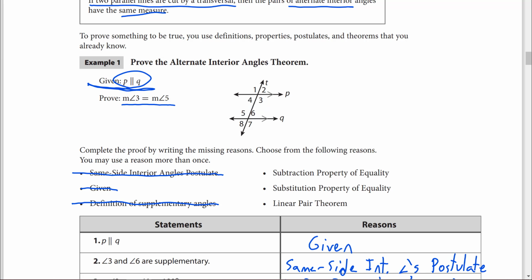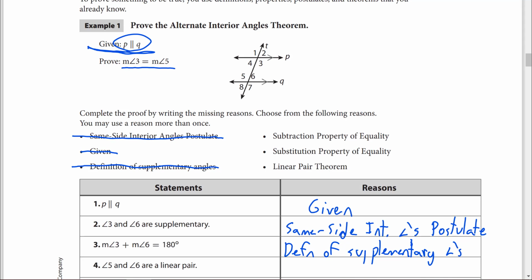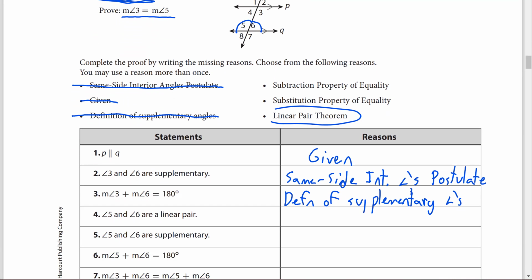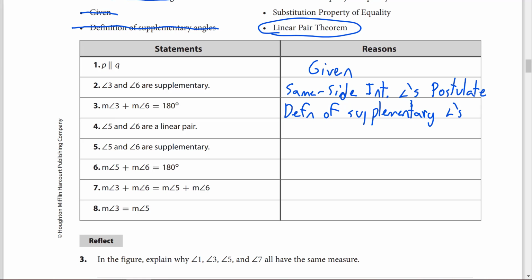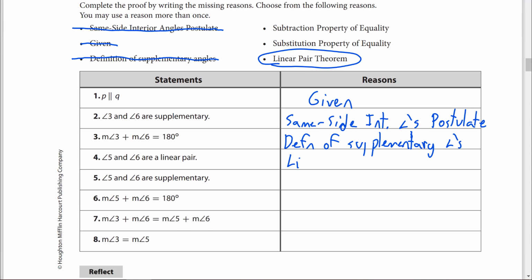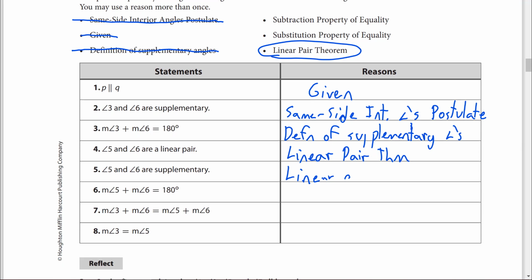Now, the next rule they gave us said that angle 5 and angle 6 are supplementary. That's these two here. Well, how do I know that they're supplementary? That's my linear pair theorem, right? Because they're a linear pair, they're right next to each other. So we're actually going to use linear pair theorem for a few here, and THM is an abbreviation for theorem. Now, what does the linear pair theorem say? It says that they are supplementary. And coming back to number 6, that's using the same rule we did for number 3, definition of supplementary angles.